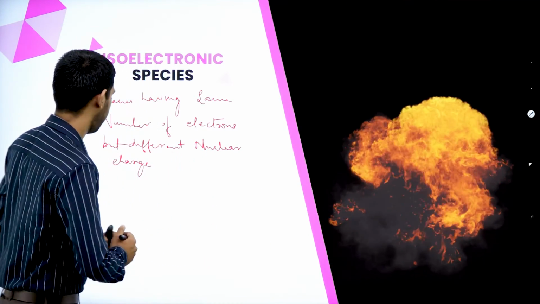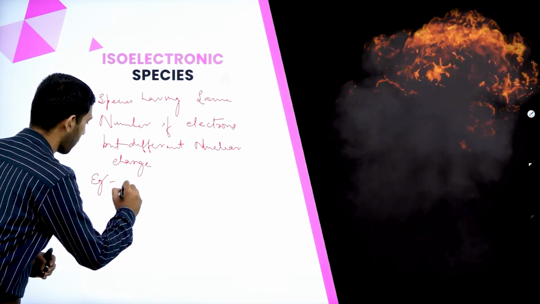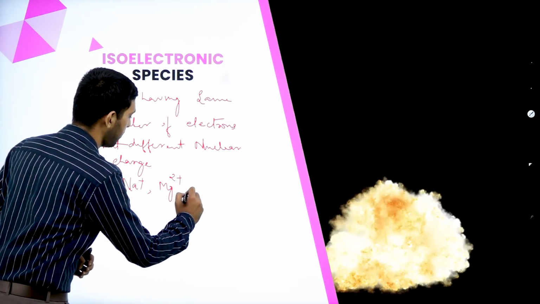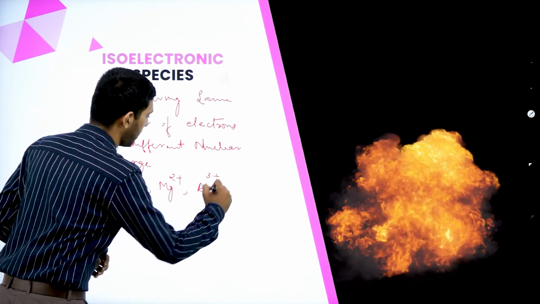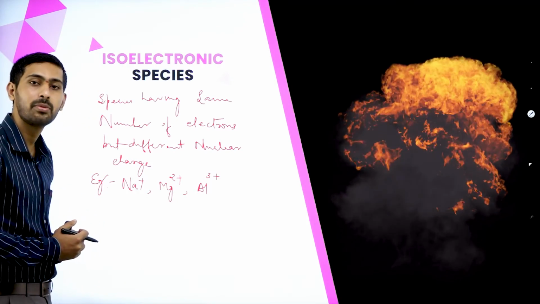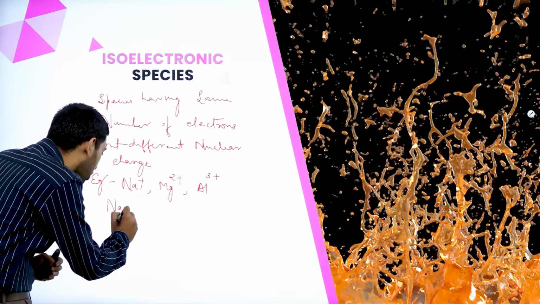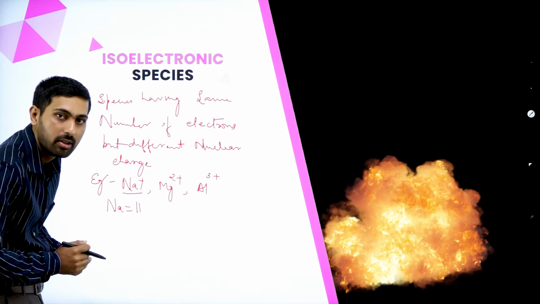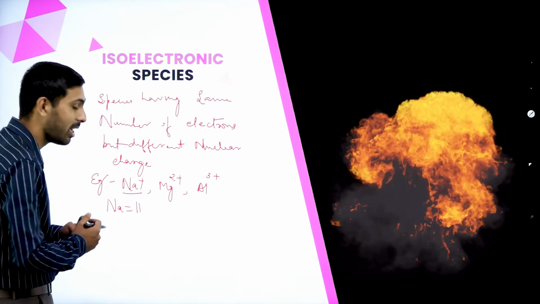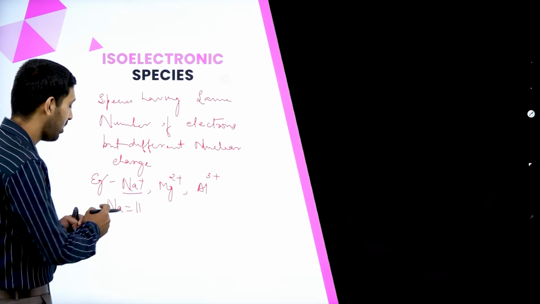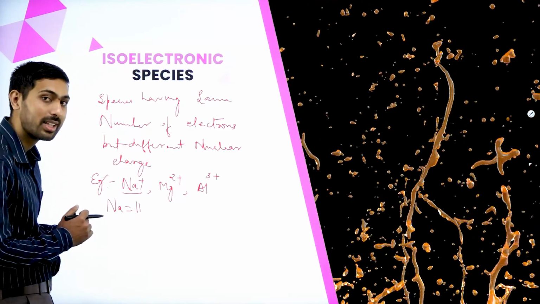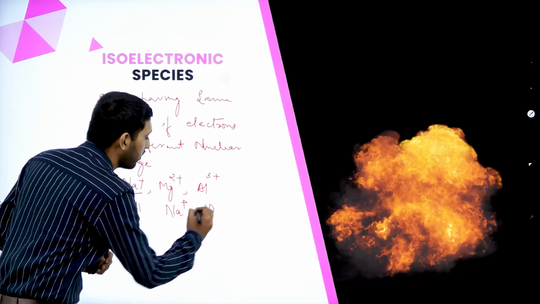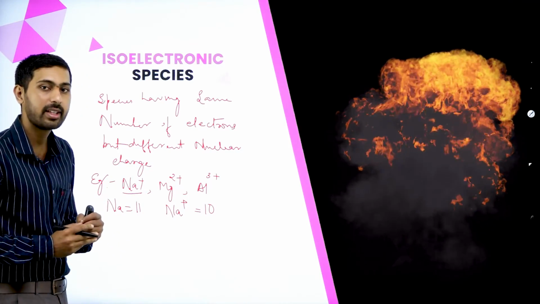For example, sodium, magnesium and aluminum. What is the atomic number of sodium? Sodium's atomic number is 11. We have same number of electrons but different nuclear charge, so we can say it is an isoelectronic species. Sodium's atomic number is 11, but in the ionic state, for sodium ion, it has 10. It has lost one electron.